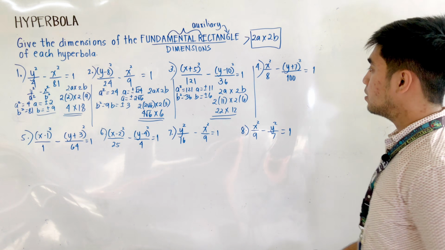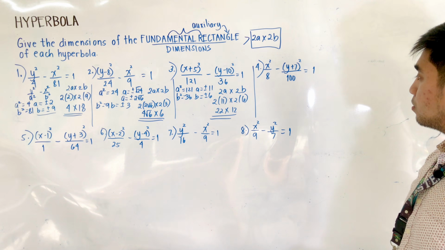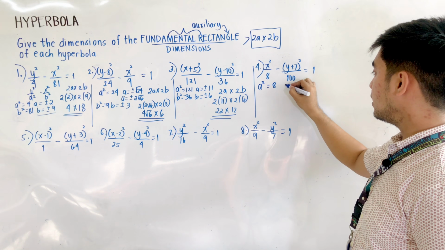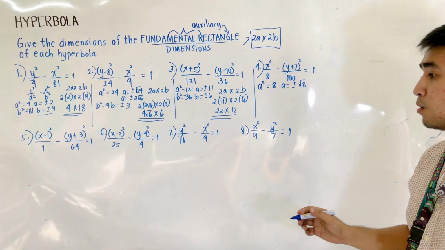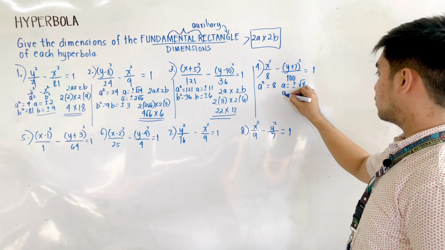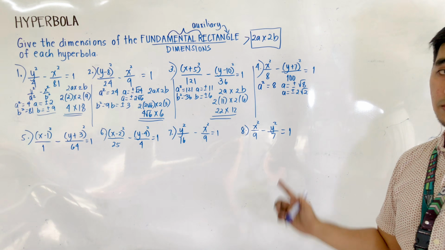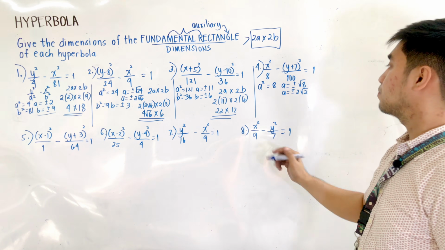For the next one, we have x squared over 8 minus y plus 7 quantity squared over 100 is equal to 1. Therefore, our a squared is equal to 8, and our a is equal to plus minus square root of 8. But what is square root of 8? Therefore, a is equal to plus minus 2 square root of 2, because 8 is 4 times 2, and square root of 4 is 2. Okay?